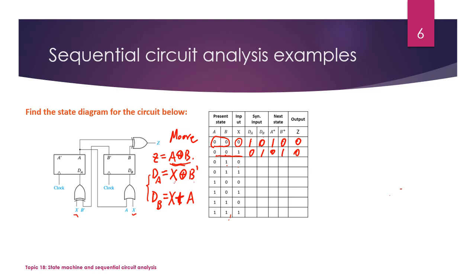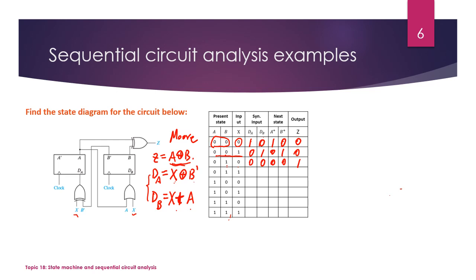Next, 0, 1, 0, which means B prime will be 0. So this is 0 XOR 0, we get 0. And A is 0, X is 0. So we get 0 here. So we get 0, 0, and now 0, 1. So this Z will equal 1.